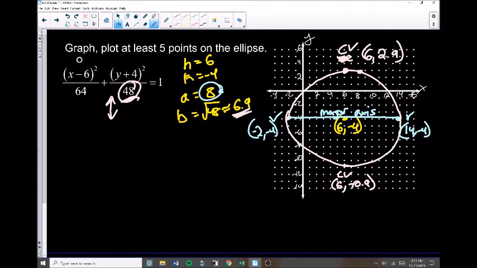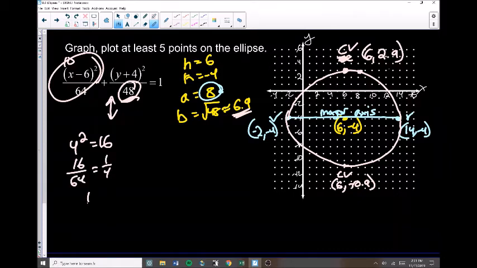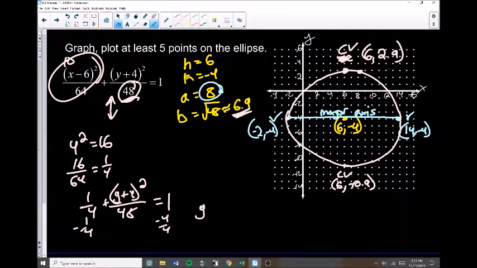I picked 10 because I'm just doing some mental math here. 10 minus 6 is 4, and 4 squared is 16. So this whole thing will become 16 over 64, which is a quarter. So I really get 1/4 plus (y plus 4) squared over 48 equals 1. And I'm going to solve this for y. I've plugged in an x value and I find a y value. So I start by subtracting the quarter from both sides. And that becomes (y plus 4) squared over 48 equals 3/4, because 1 minus a quarter is 3/4.